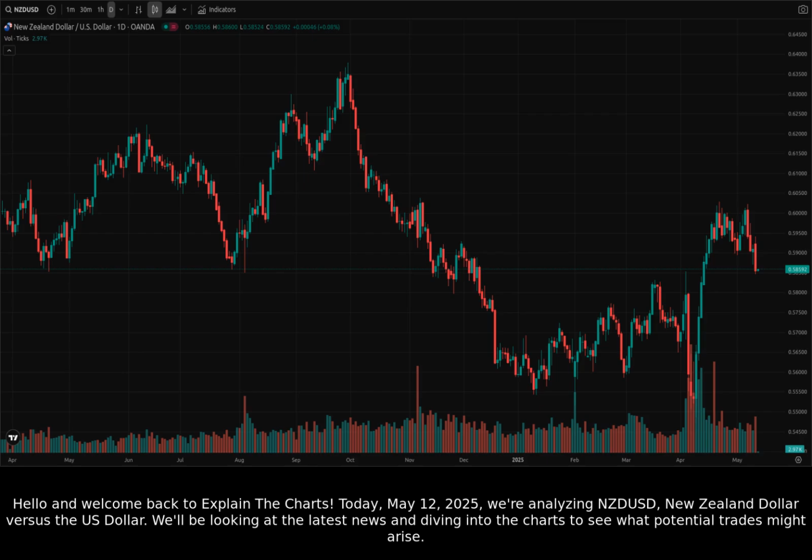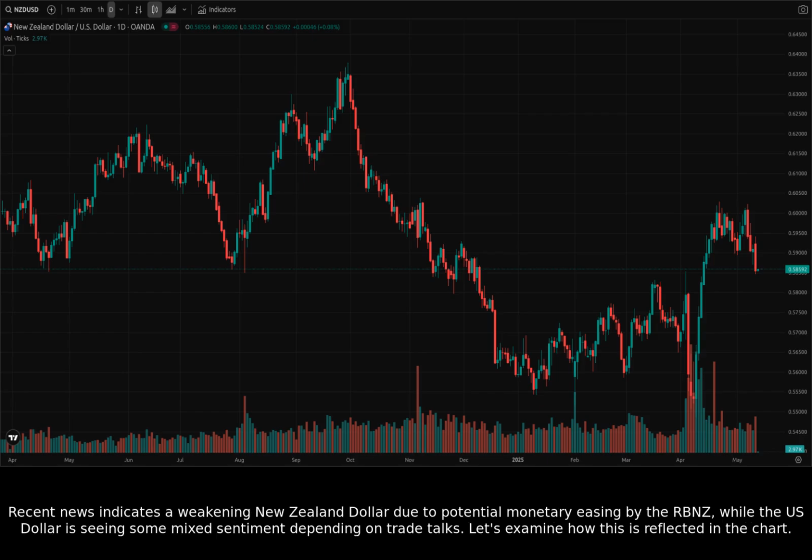Today, May 12th, 2025, we're analyzing NZDUSD, New Zealand dollar versus the US dollar. We'll be looking at the latest news and diving into the charts to see what potential trades might arise. Recent news indicates a weakening New Zealand dollar due to potential monetary easing by the RBNZ, while the US dollar is seeing some mixed sentiment depending on trade talks. Let's examine how this is reflected in the chart.